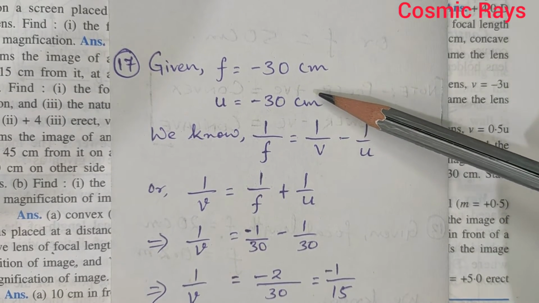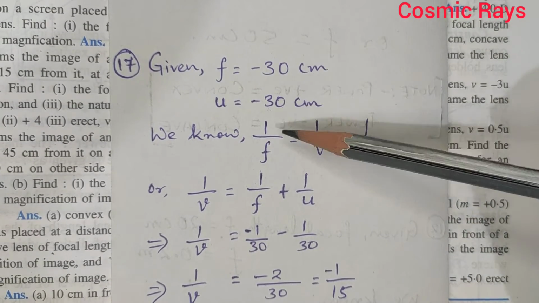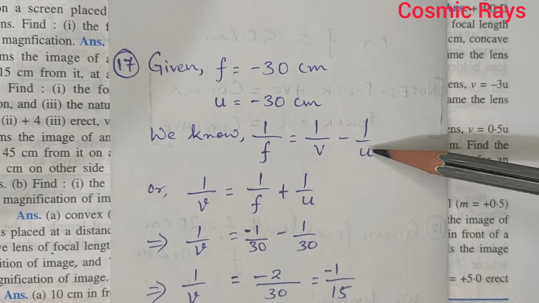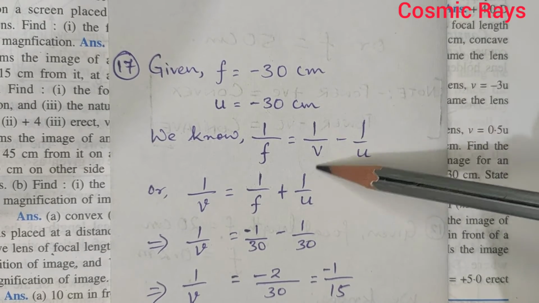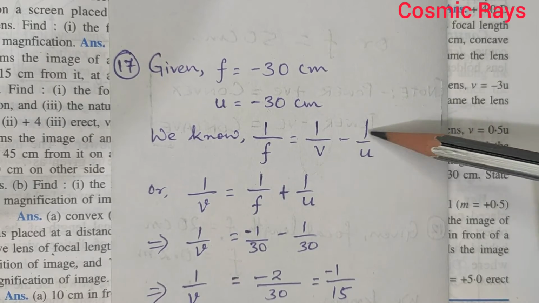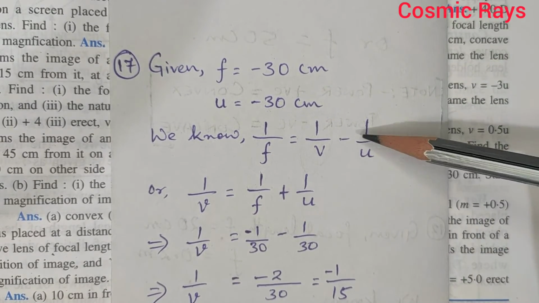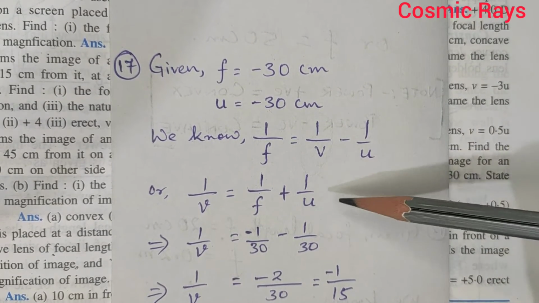So we know that 1 by focal length is equal to 1 by V minus 1 by U, that is the lens formula. We have to calculate this value 1 by V. So we keep it on one side and rest everything we take to the other side. So 1 by V is equal to 1 by F plus 1 by U. Minus 1 by U going that side becomes plus 1 by U.